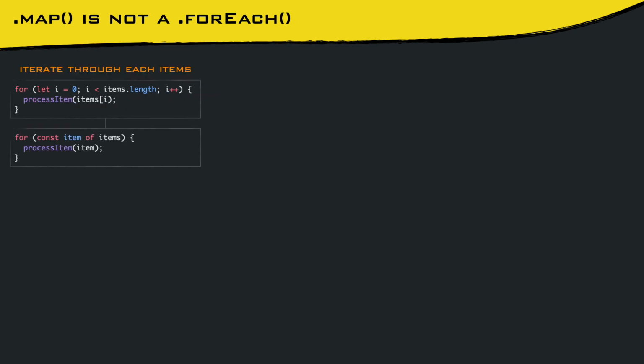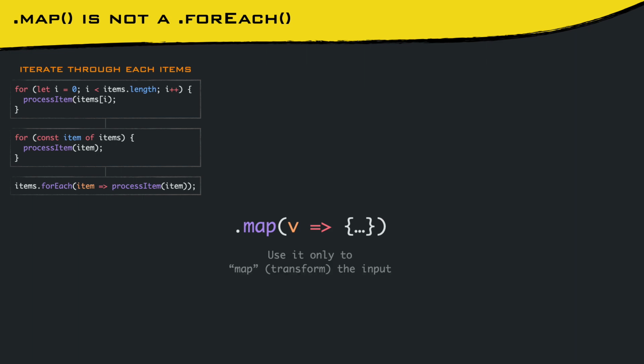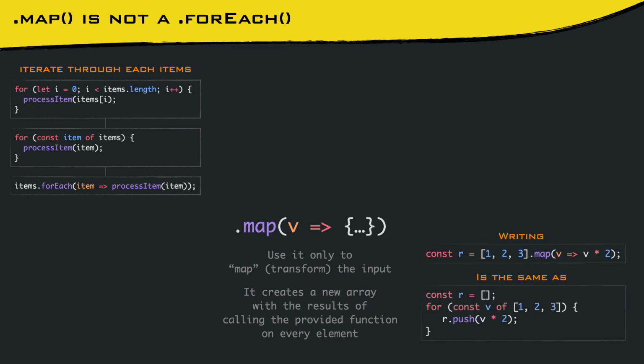For i, for of, and forEach are what you use to iterate over an array, but map does a different thing. I've seen a lot of code using map as a forEach, and if you see someone doing that, you should stop them. Map should only be used to transform the input. It creates a new array with the result of calling the provided function on every element. Using map is the same as writing a for loop and pushing the result of a transformation into an array. So please stop everyone using map as a forEach.